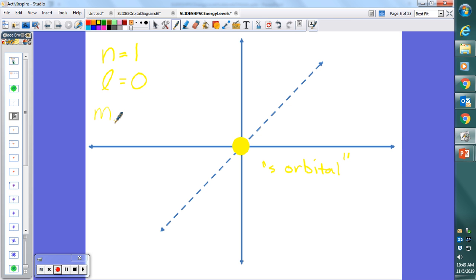-0 to +0, right? There's only one option there. It's 0. Because how many s orbitals are there in each color? Only one. So we don't have to tell this s orbital apart from other s orbitals. So anytime that L is equal to 0, m is equal to 0 as well, because there's only one s orbital, so we don't have to tell it apart from any other s orbitals.